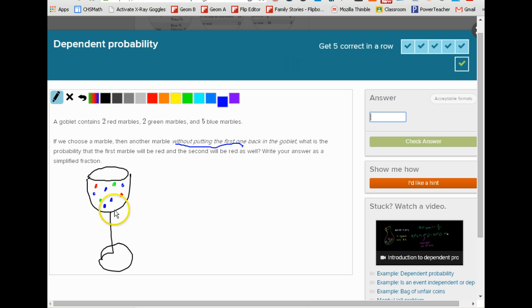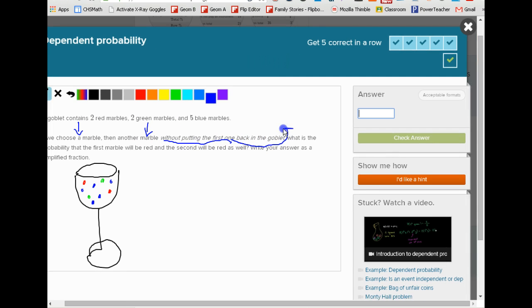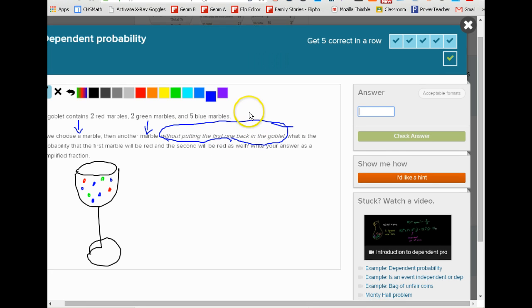Now, if I put the first one back, then these would be independent. The two events, the first event being choosing the first marble, and the second event being choosing the second marble, would be independent, because if I put them back, the probabilities are going to remain exactly the same.